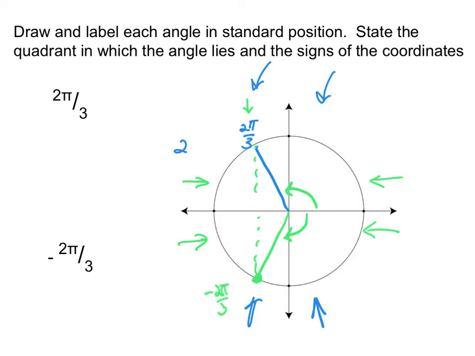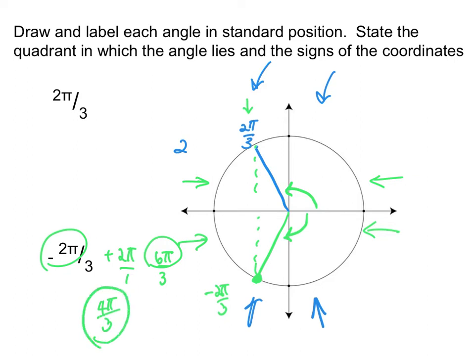The other thing you could do is take and add 2 pi. And when you're adding 2 pi, remember you have to find a common denominator. So that's going to be over 3, so this is 6 pi. And when you're adding these, you can see I have a negative 2 pi and a 6 pi, so that's 4 pi, and that's over 3. So you could also do this, and you could go to positive 4 pi over 3.